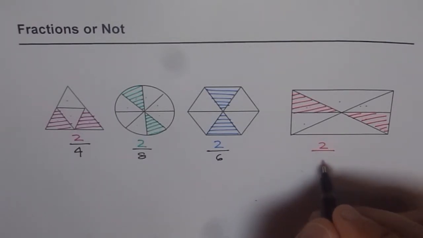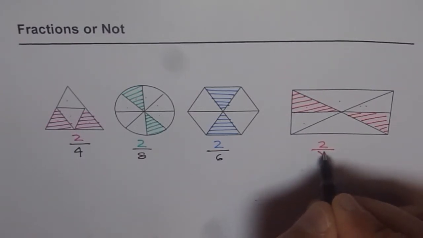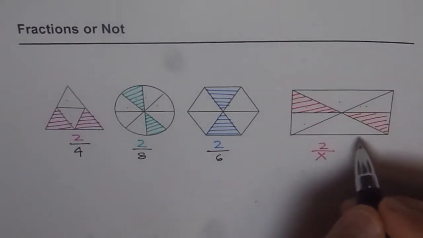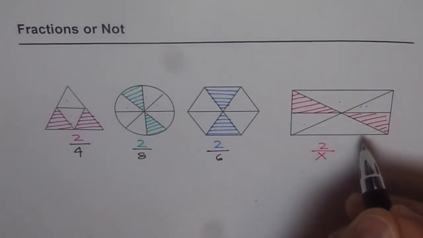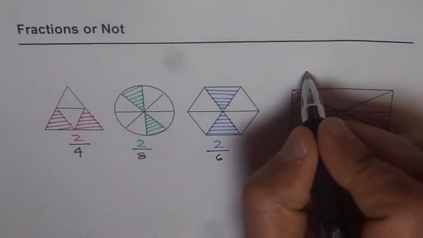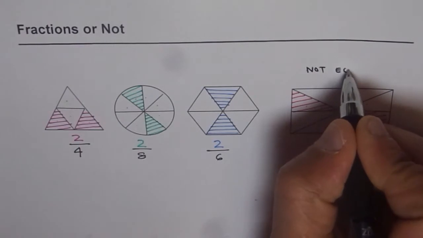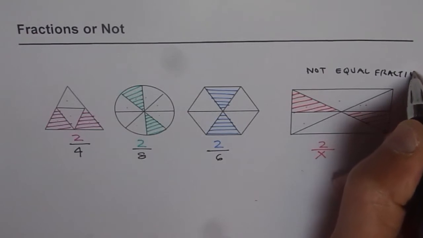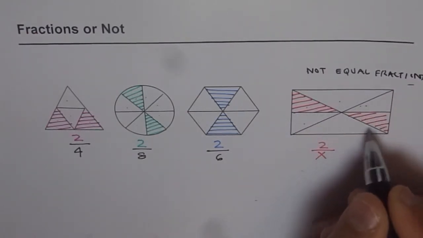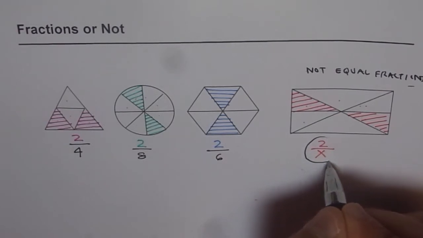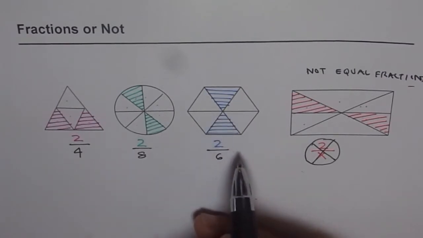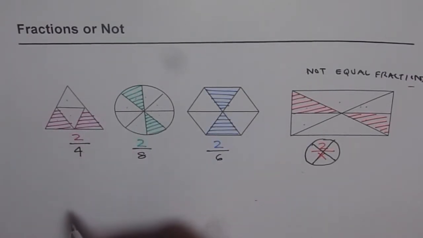Is that the right thing? I don't think so. Why? We cannot write this as 6. You know why? They are not equal. Do you see? Are they equal triangles? No, they are not. So they are not equal fractions. Therefore, we cannot write this in a fraction, correct? So this one cannot be written. So we'll just cross it out. But these are correct. 2 out of 6, 2 out of 8, and 2 out of 4.